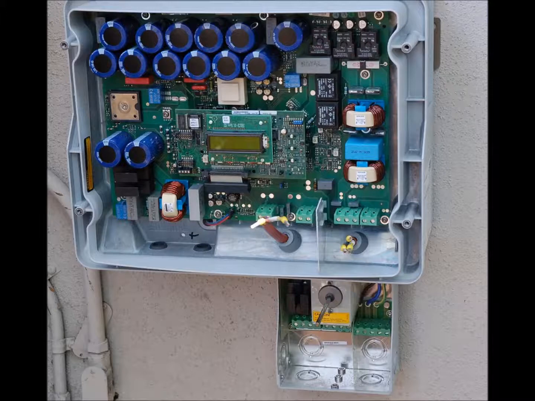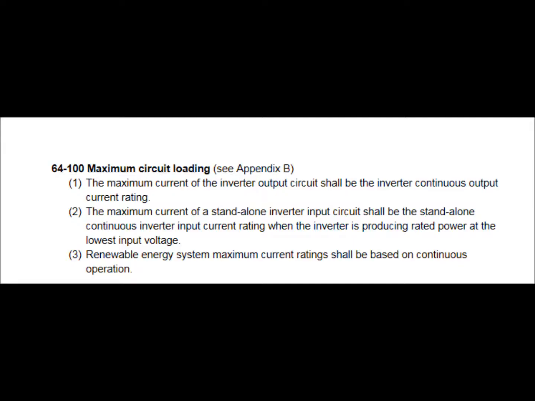The DC source comes from the battery that the solar panel is charging, and is then converted to AC when the inverter has something connected to it demanding its power. Rule 64-100, maximum circuit loading. This rule from the code states we cannot try to pump more power than the inverter is rated for, and that we are trying to keep the system running based on a continuous operation, meaning it will not turn off nightly or daily.